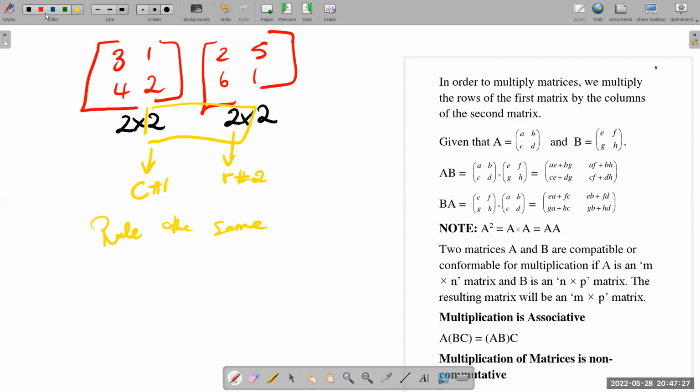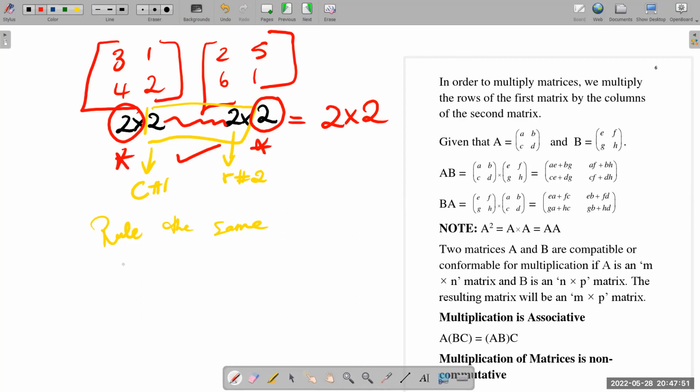And from this, we could also determine the order of the answer of our matrix. What is the order of the answer? It will be our outside numbers. So these two numbers are going to tell me that my answer is going to be a 2 by 2. So these are the things we need to remember. Once the inner numbers match, you can multiply, and the outer numbers will give you the order of your answer.